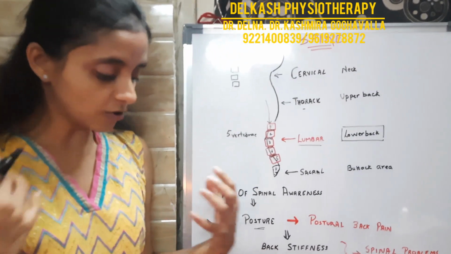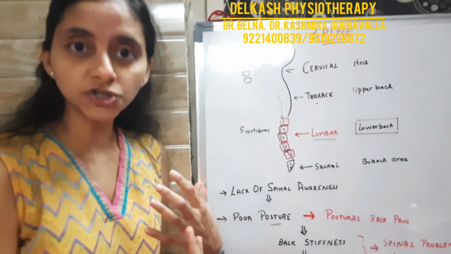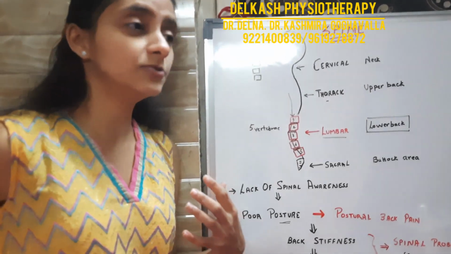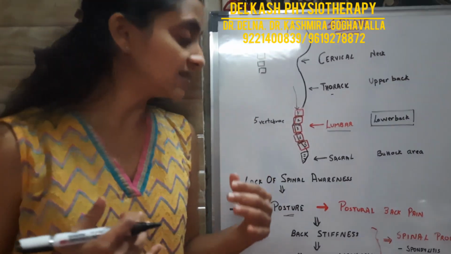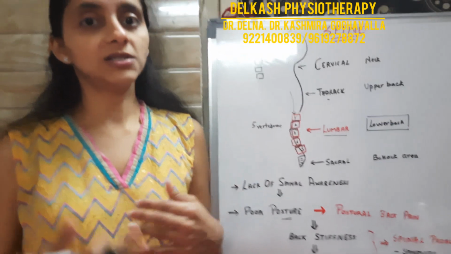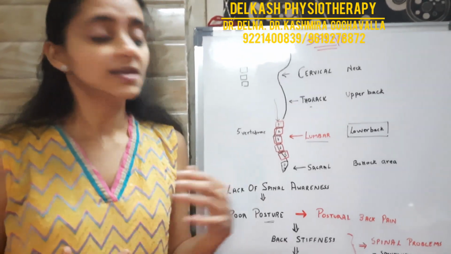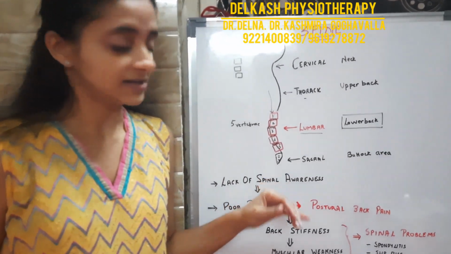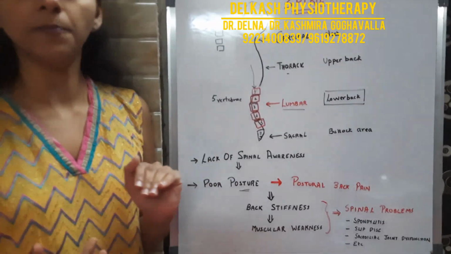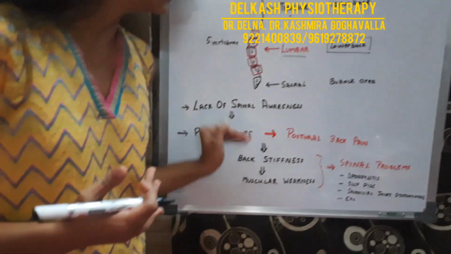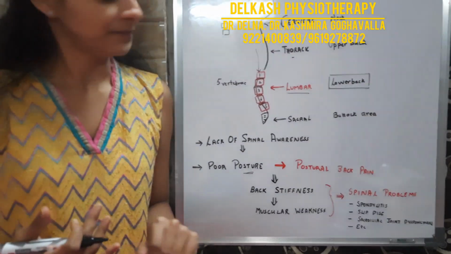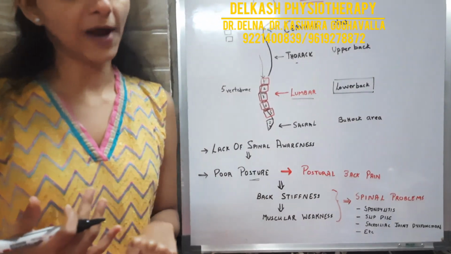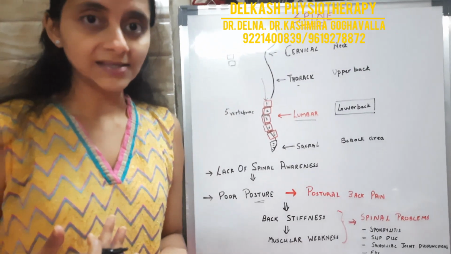You're not aware that you're going into a wrong posture, and after a long time when it starts hurting, you say, oh yeah, I need to correct my posture. But no matter how much somebody tells you, this will not naturally happen because of the lack of awareness, and hence we start going into poor postures, and because of these poor postures we start with postural back pain. This is one of the primary problems which happens.